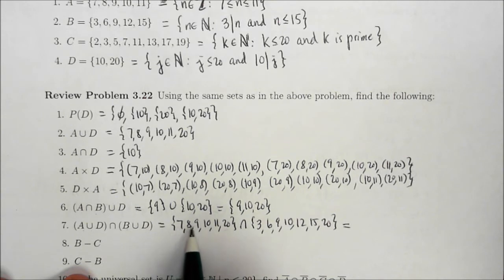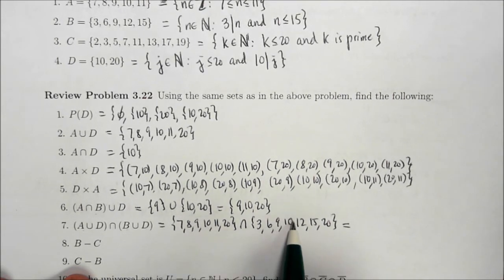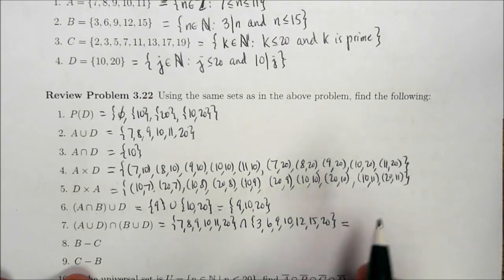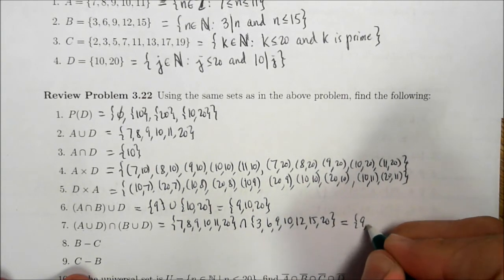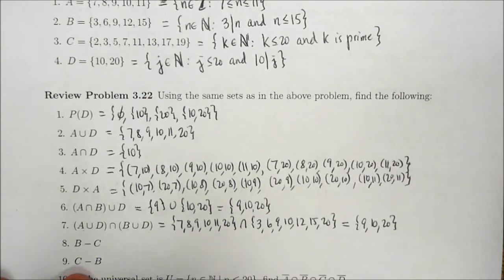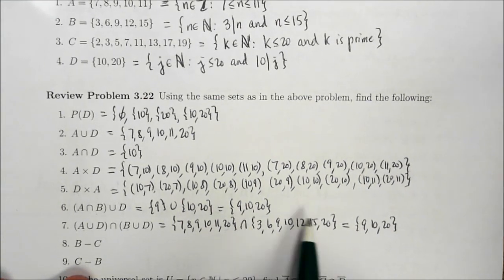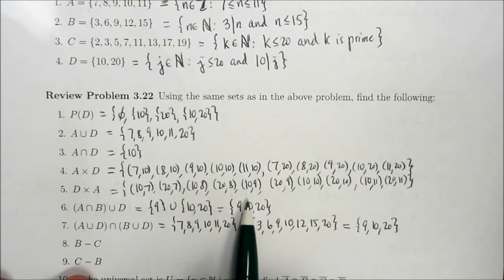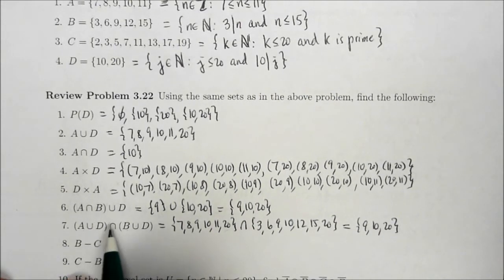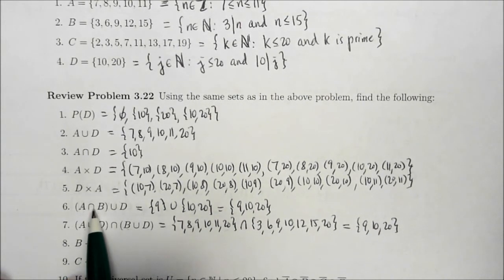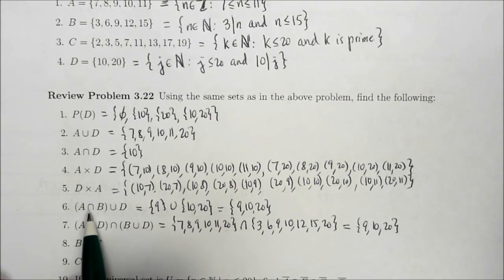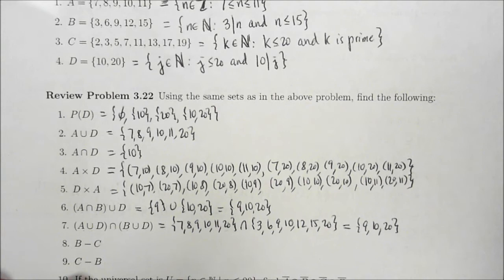So let's see, what's common? 9 is common to both, 10 is common to both, and 20 is common to both. So this is 9, 10, and 20. And this is actually one of the theorems from class. Not surprisingly, these 2 things are the same. And it turns out that in general, union distributes over intersection. And so A intersect B, whole thing union D is equal to what you see here on line 7.